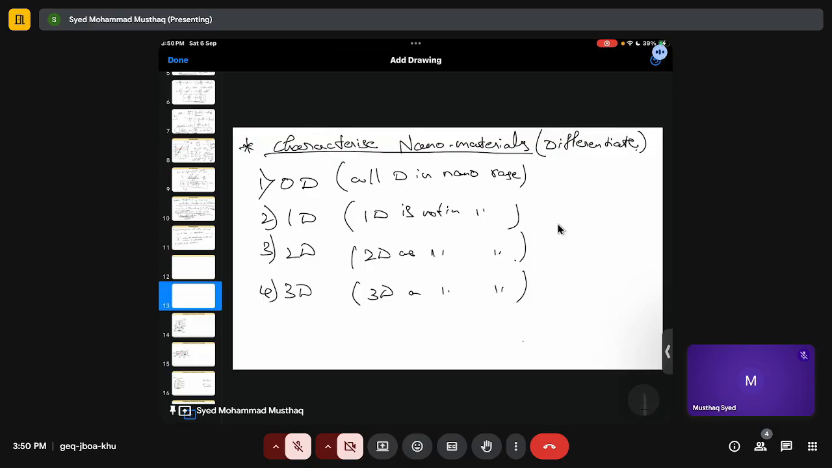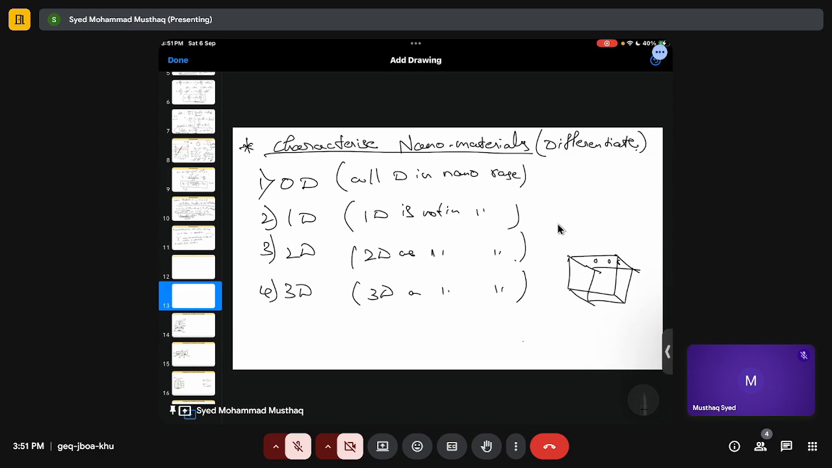Now again people have a little confusion: if all 3 dimensions are not in nano range, then why do you call it a nanomaterial? Even though my material is not in nano range, maybe the microstructure is in nano range. For example, my grains can be nanocrystalline. The whole material itself is a big bulk one, but my grains are nanograins, so we cannot overshadow that part. Okay, so that's all.